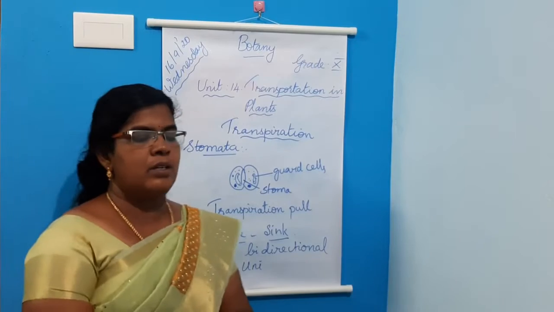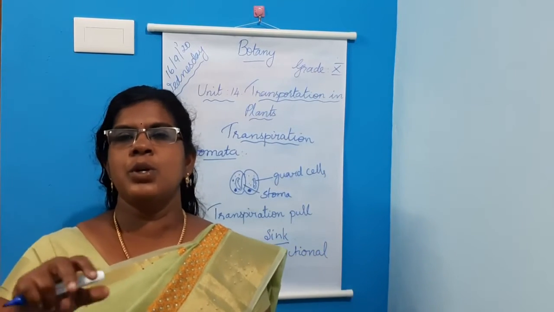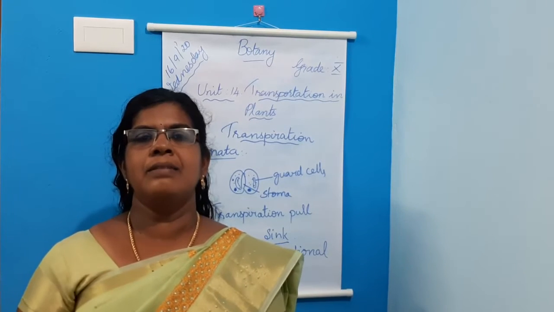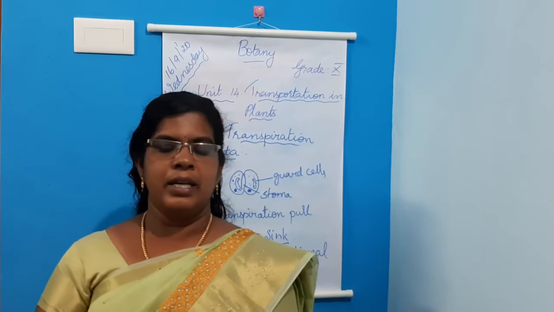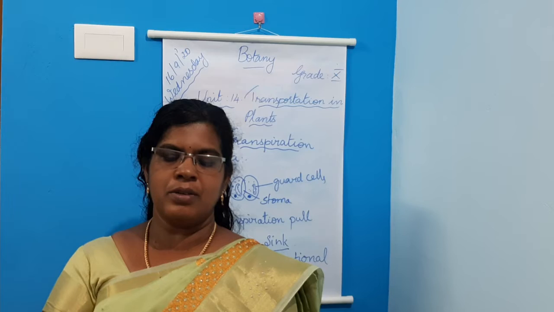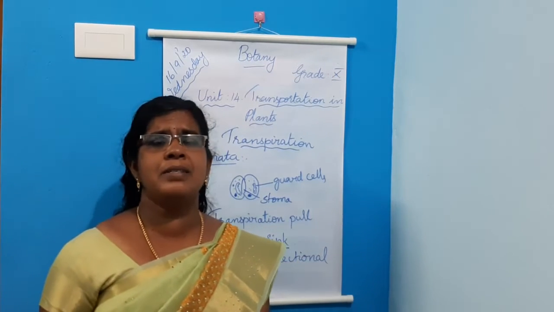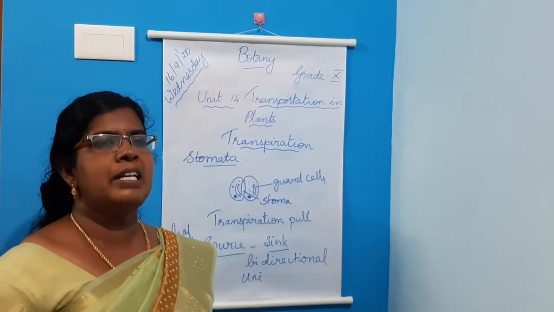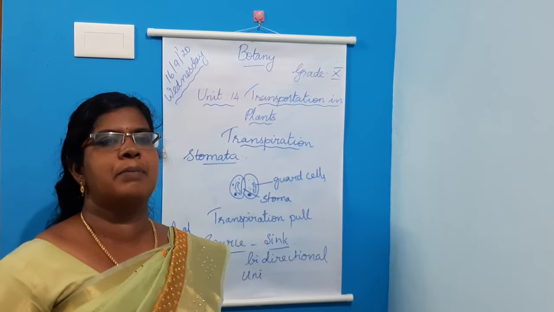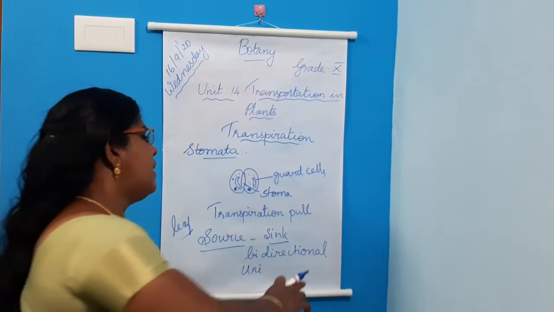The phloem transfers food from a source to a sink. The source is the part of the plant that prepares the food, that is the leaf. The sink is the part that needs or stores food. The movement of food material through phloem is bidirectional because leaves prepare the food, and it has to be translocated to each and every part of the plant body through upward and downward directions. So the movement is bidirectional.